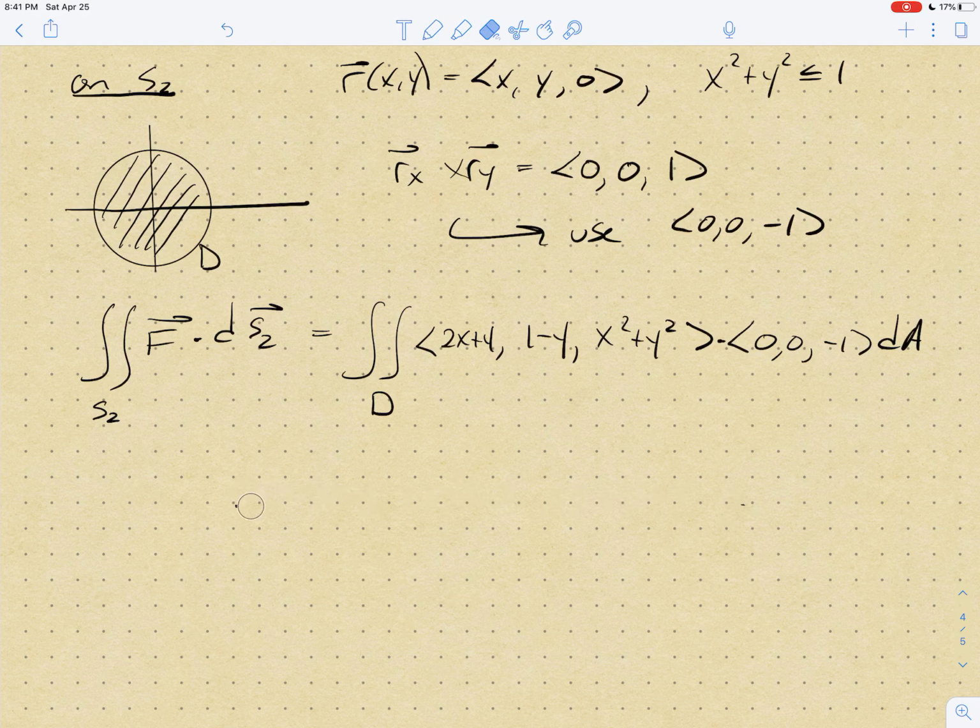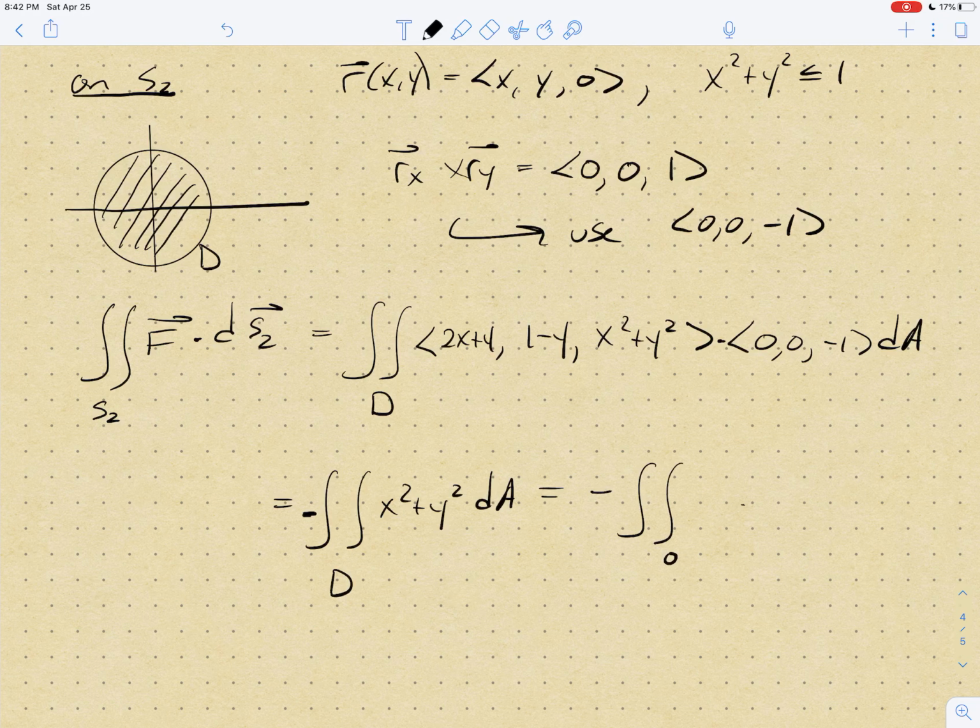Now we can erase our F, take that dot product, and wow, man, I like this. Everything cancels out, and I'm just left with a negative. Let's pop the negative out front, x squared plus y squared dA. This just smells very strongly of polar coordinates. We've got an x squared plus y squared. We've got a circle. Let's do it.